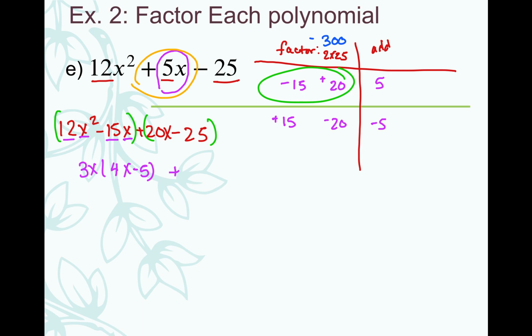Let's see, now if we take a look at our second group, 20x and minus 25, I can factor 5 out of both of them. 5 is my greatest common factor. So that would be 5 times, let's see. If I factor 5 out of 20x, I'm left with 4x.